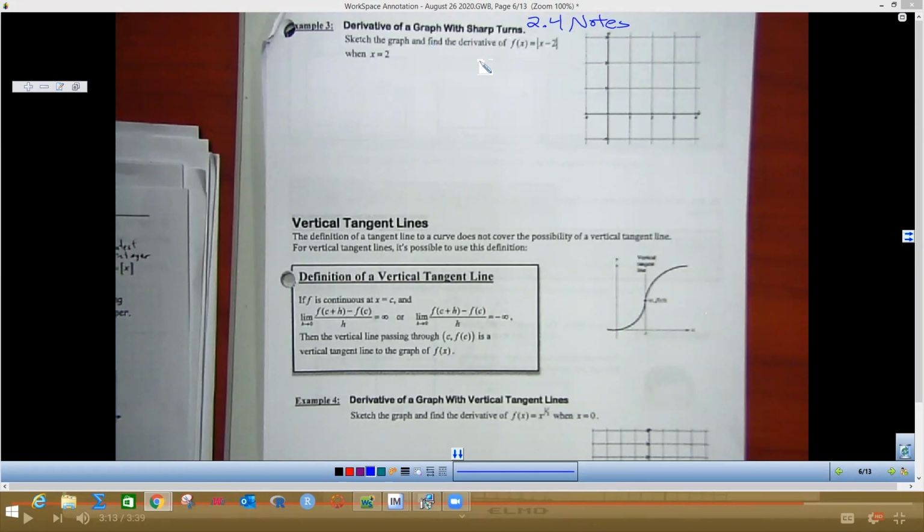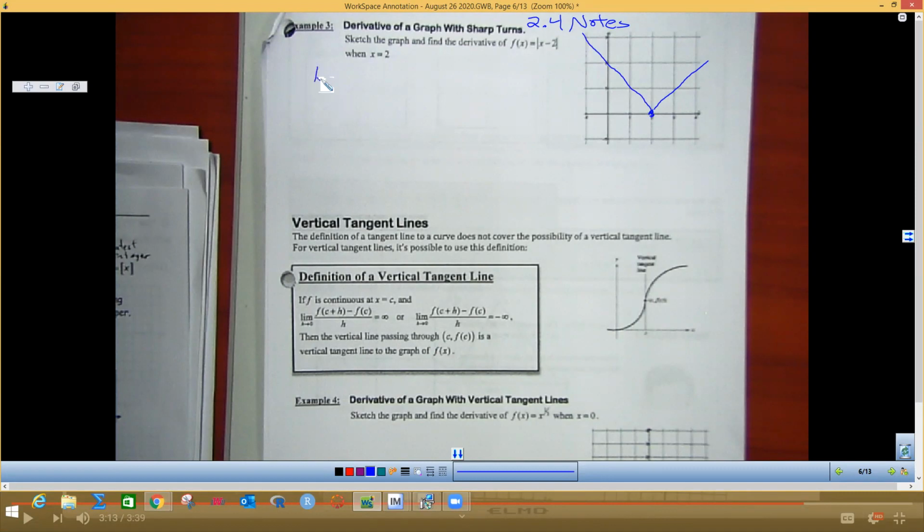So if I graph the absolute value of x minus 2, when x is 2, I hope we all know that that's a horizontal shift with a vertex over at 2, and a positive 1 slope going up to the right and a negative 1 slope going up to the left.